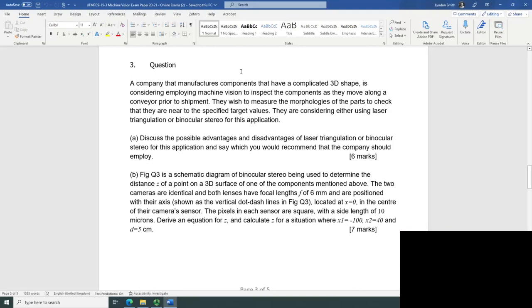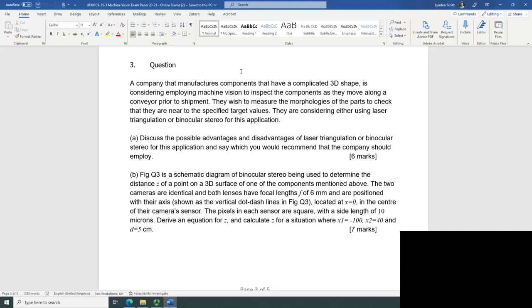Okay, move on to question 3. A company that manufactures components that have a complicated 3D shape is considering employing machine vision to inspect components as they move on a conveyor belt. They wish to measure the morphologies of the parts to check that they are near to the specified target values. They are considering either using laser triangulation or binocular stereo for this application. Discuss the possible advantages and disadvantages of laser triangulation and binocular stereo for this application. Say which you would recommend the company should employ.